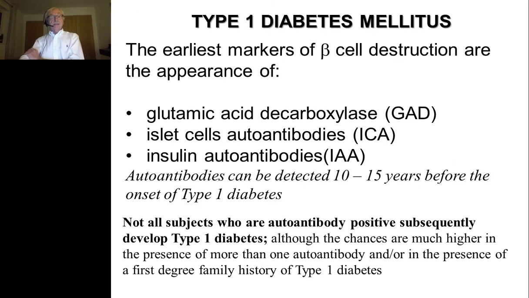There are a number of markers of developing type 1 diabetes: the appearance of glutamic acid decarboxylase autoantibodies, islet cell autoantibodies, and insulin autoantibodies. And these can be detected 10 to 15 years before the onset of the disease itself. But it's worth noting that not everybody who has these autoantibodies goes on to develop type 1 diabetes, although the chances increase the more of the autoantibodies you actually have.